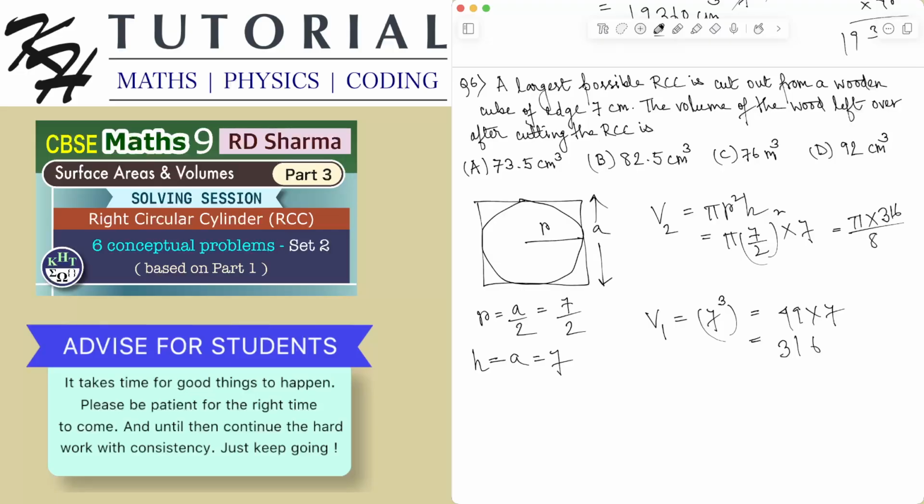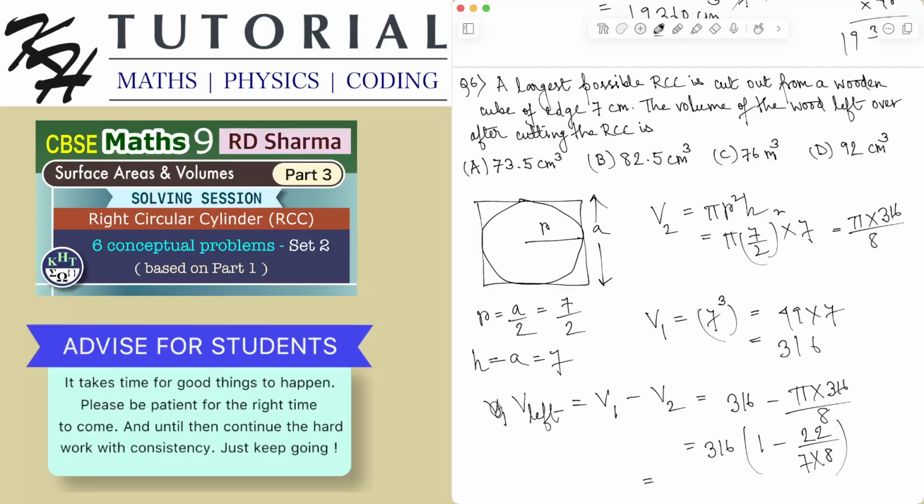Okay. So then what is the volume of wood left after cutting the RCC? V left, the volume of wood left after the largest possible RCC is cut out from the cube, is equal to V1, volume of the cube, minus the volume of the largest possible RCC that is cut out. This is equal to 7 cube minus pi multiplied by 7 cube by 8. If I take 7 cube common, I have 7 cube multiplied by 1 minus pi by 8. Pi is 22 by 7.